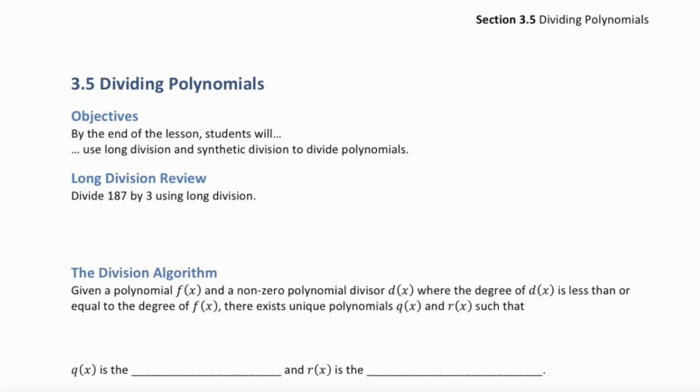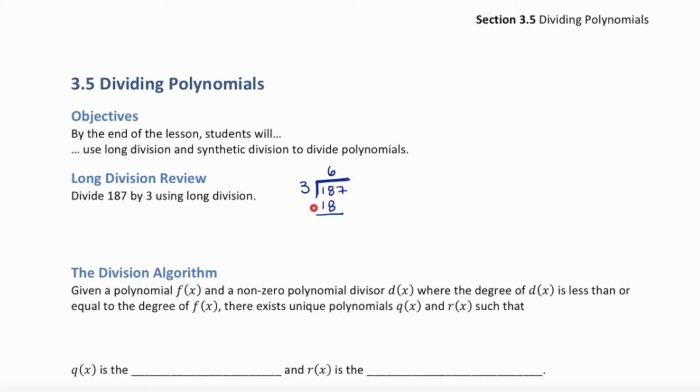Let's quickly review what long division looks like, in case you're a little rusty. So let's start by dividing 187 by 3 using long division. So we would set up our little division here with this sort of table to separate the divisor from the dividend. Now 3 does not divide 1, so we skip over it, but 3 divides 18. In fact, 3 divides 18 6 times. So 3 times 6 is 18, that goes here.